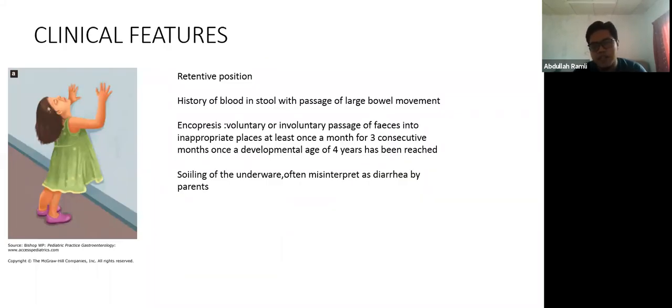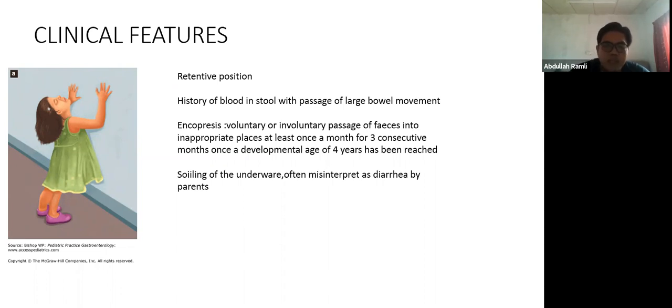So the clinical features of functional constipation: we can see the child has a retentive posture, as you can see from the picture I provided. The child is actually trying to withhold the stool when doing a posture like this. Another clinical feature is that there could be a history of blood in the stool with passage of a large bowel movement. And then encopresis.